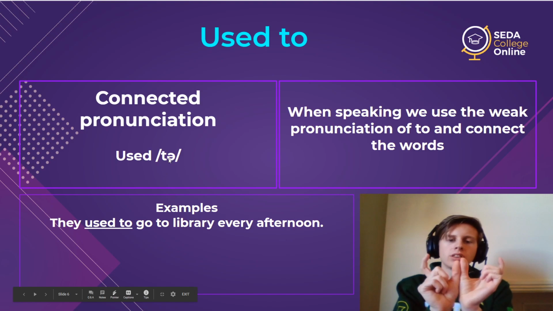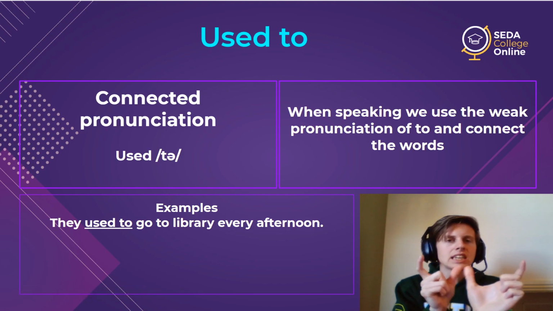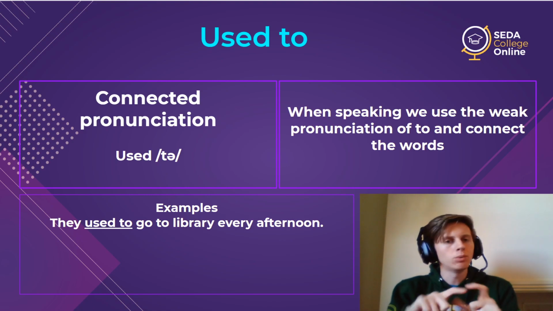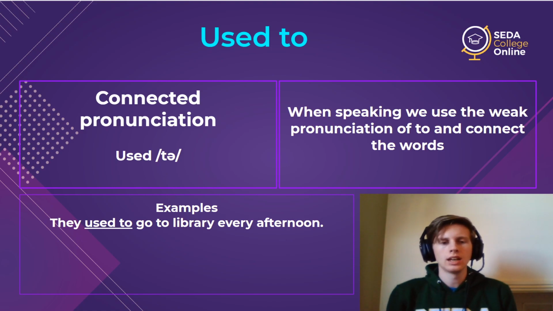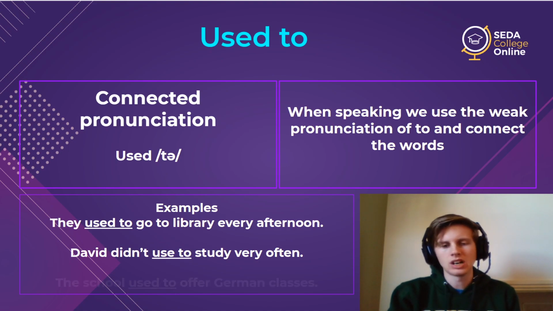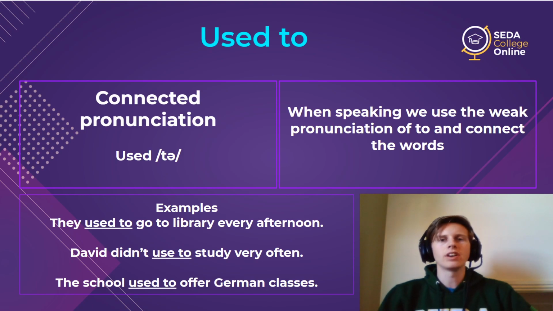It joins another word, and then we've got a problem where we have a D and T together, so we get rid of it: used to. And we have one word here, one connected word. So I'll show some examples as well with the negative. David didn't used to study very often, or the school used to offer German classes. So let's try to say these sentences with a very relaxed and natural pronunciation.